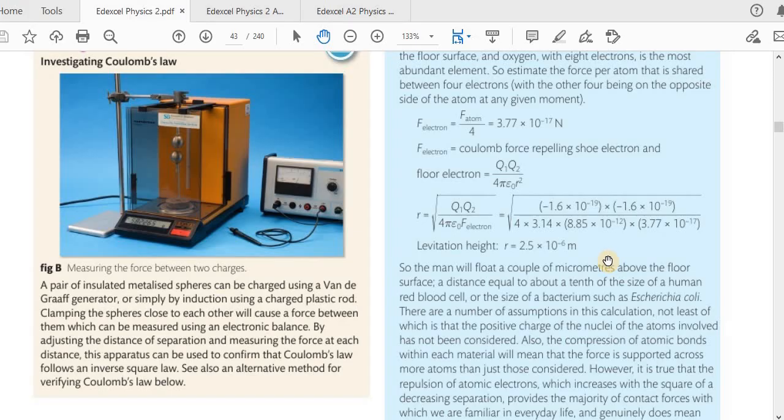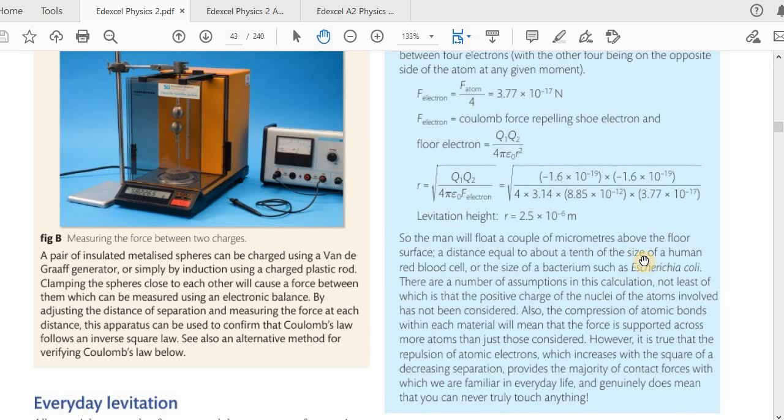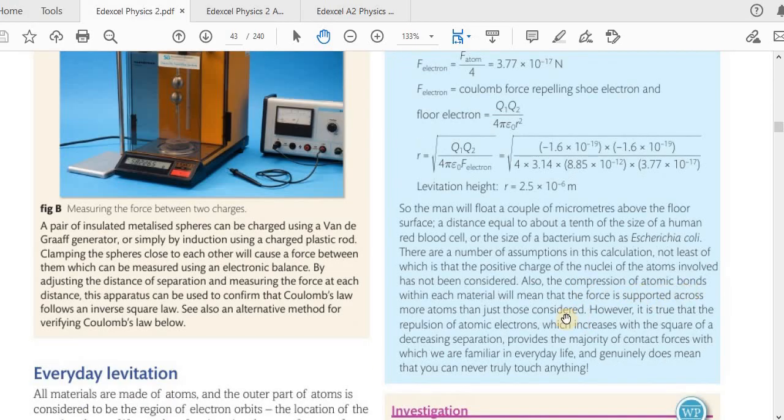So it's a very small distance. The man will float a couple of micrometers above the floor surface, a distance equal to about 1/10 of the size of a human red blood cell, or the size of a bacterium such as Escherichia coli. There are a number of assumptions in this calculation, not least of which is that the positive charge of the nuclei of the atoms involved has to be considered. Also, the compression of atomic bonds within each material will mean that the force is supported across more atoms than just those considered. So this is just an estimate.